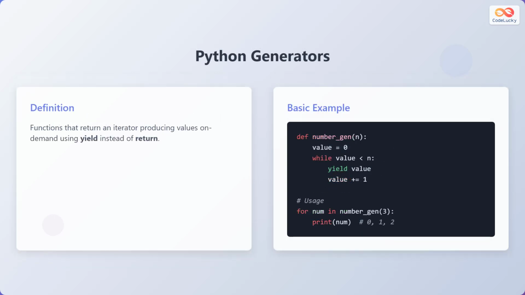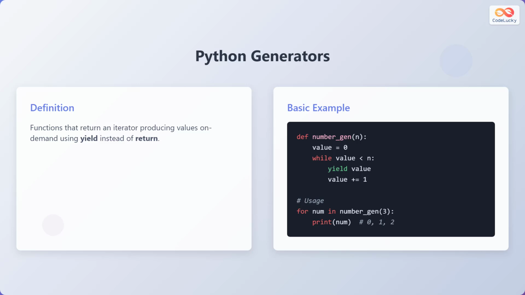Generators are special functions in Python that return an iterator, producing values on demand rather than creating all values at once. The key difference between regular functions and generators is that generators use the yield keyword instead of return. When a generator function is called, it doesn't execute immediately. Instead, it returns a generator object that can be iterated over.